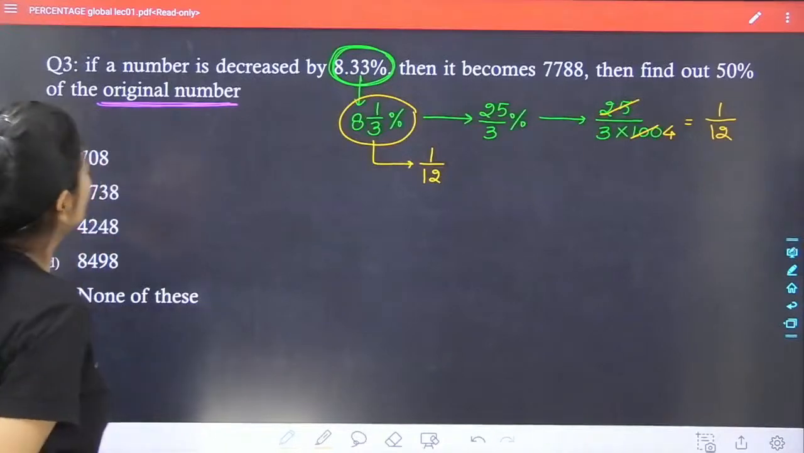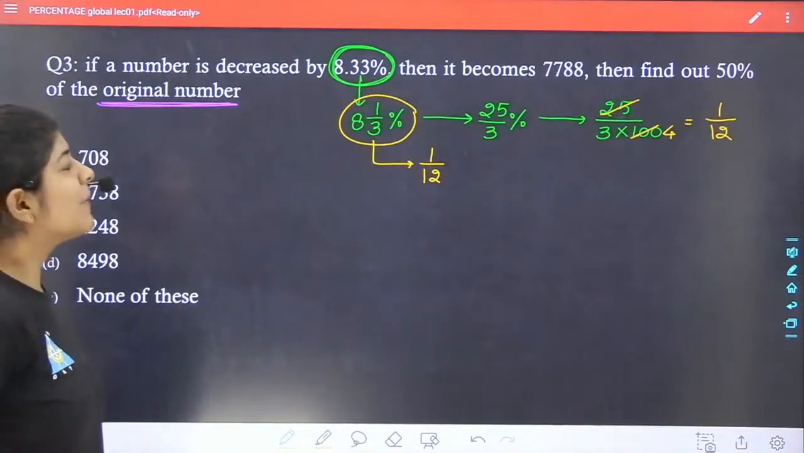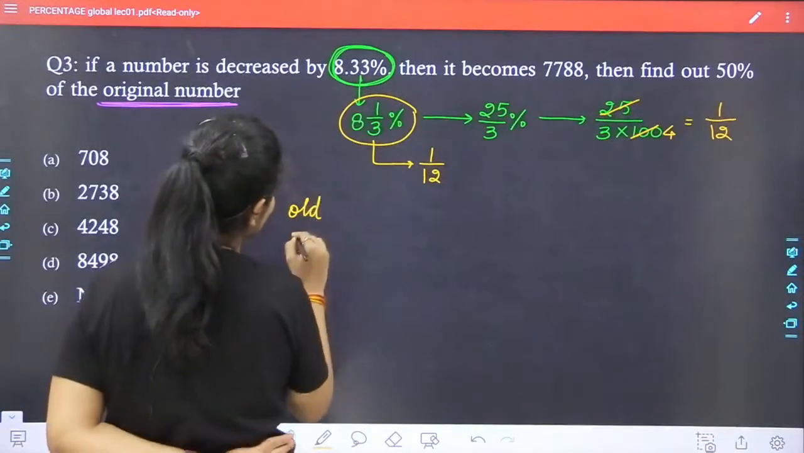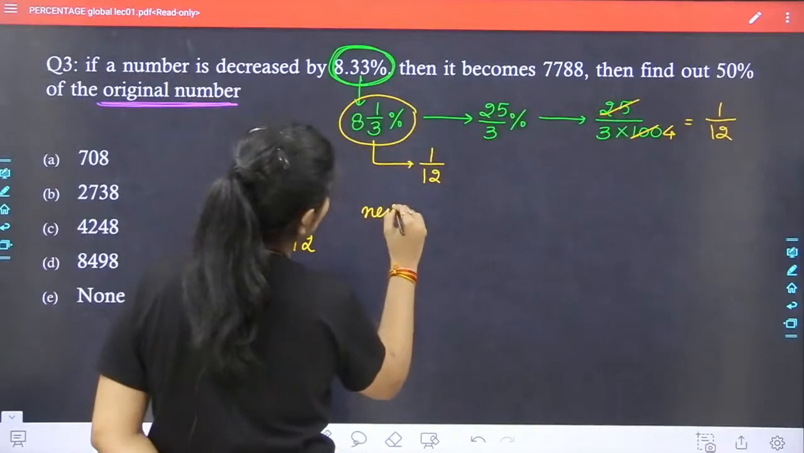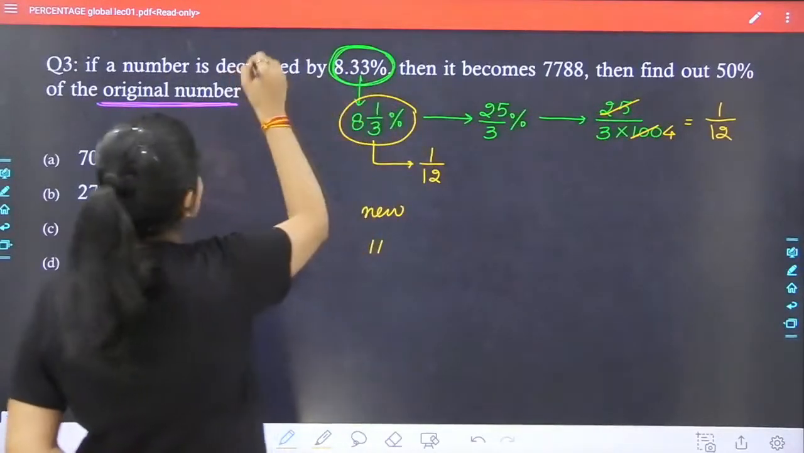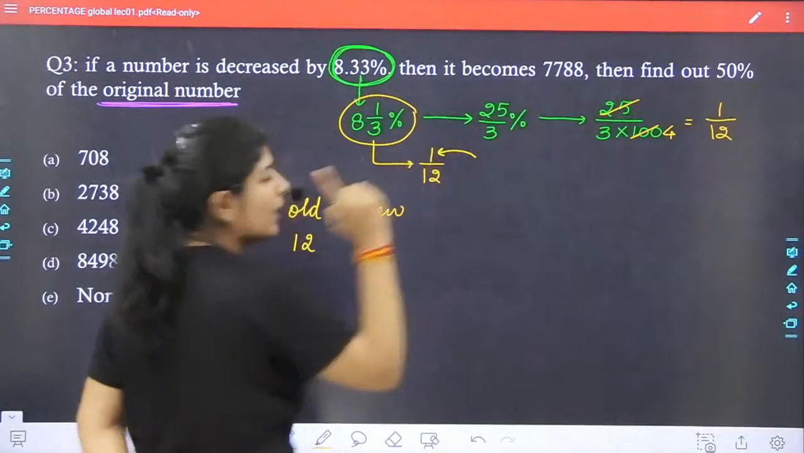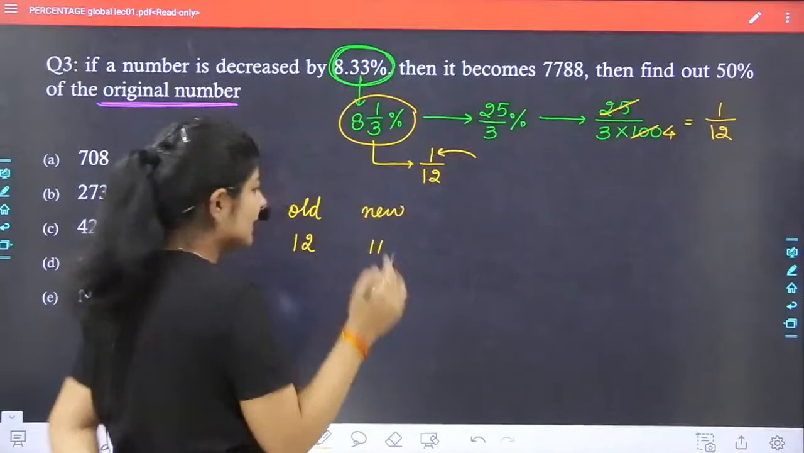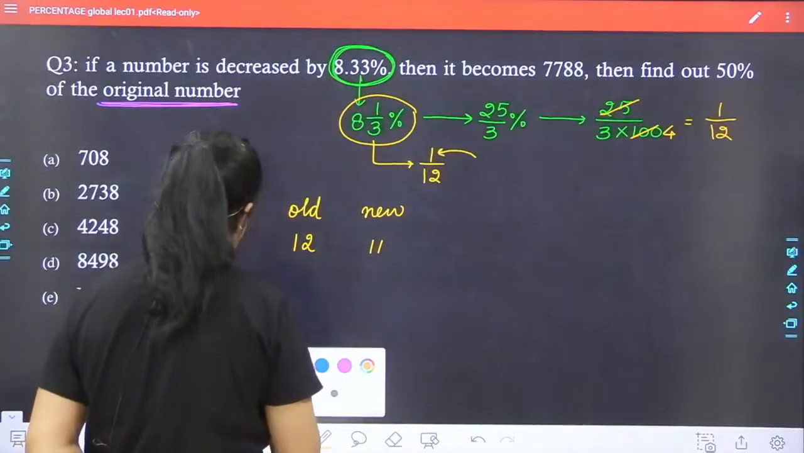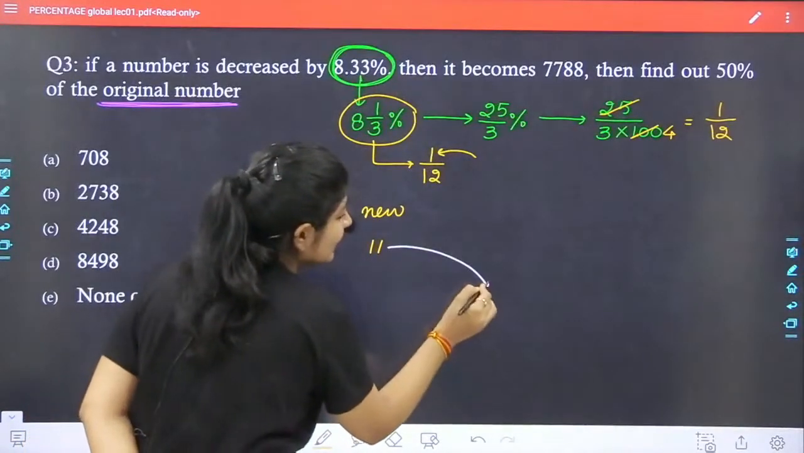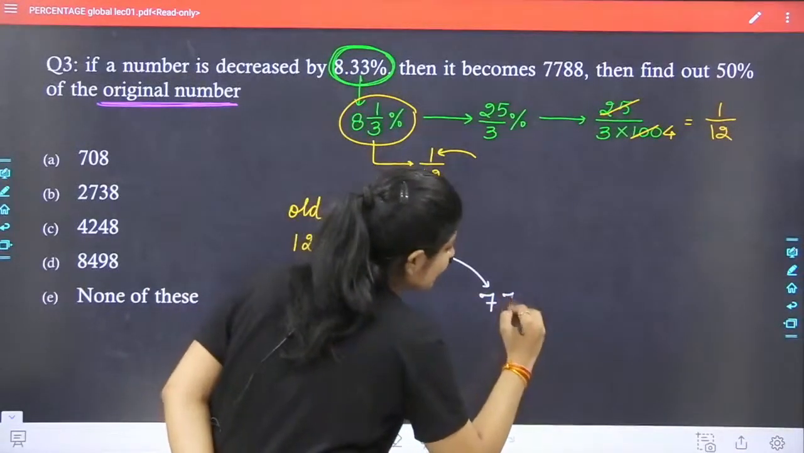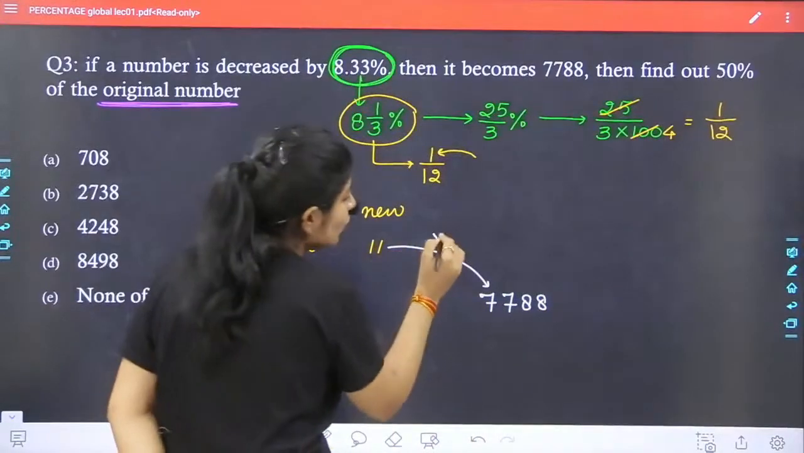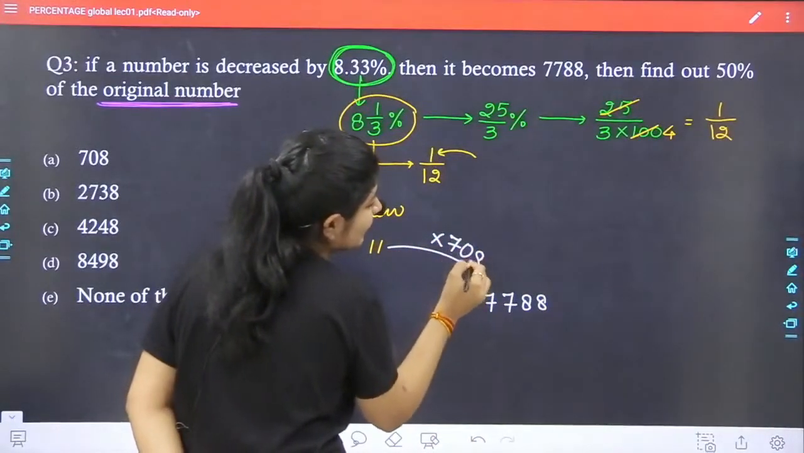Right? Now, a number is decreased by 8.33. That means if I am having old number as 12, my new number will become 11 because the number is decreased by 1, right? Now the new number has become 7788. That means the value of 11 is not 11, it is actually equal to 7788. That means it is on the multiple of 708.